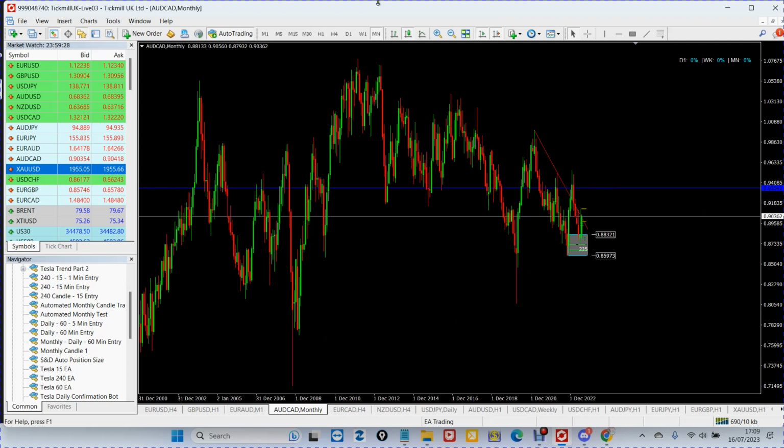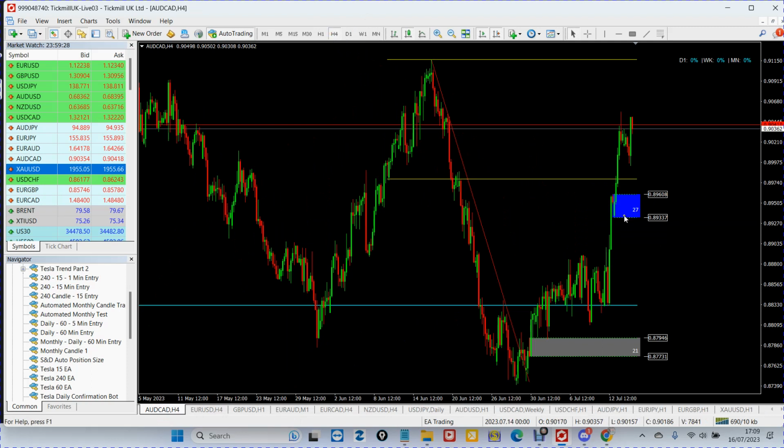So that Aussie CAD is looking good. I'm going to be putting this to the front because I want to put a set and forget on that 240. That's me at the extreme. And watching it when I'm out. If it doesn't make entry and turns, I'll do a manual trade.